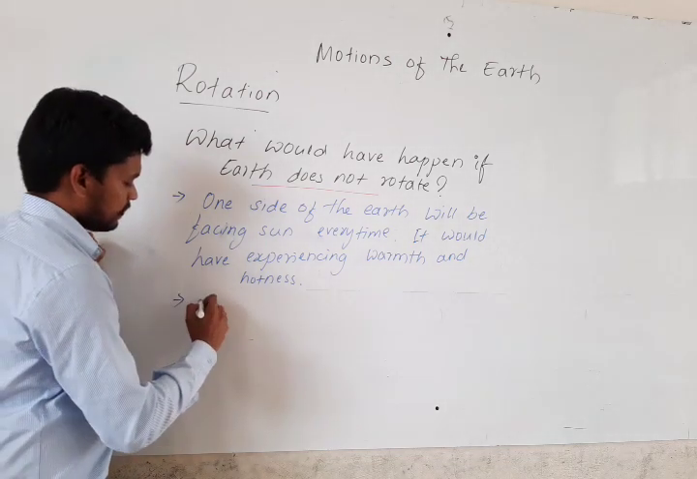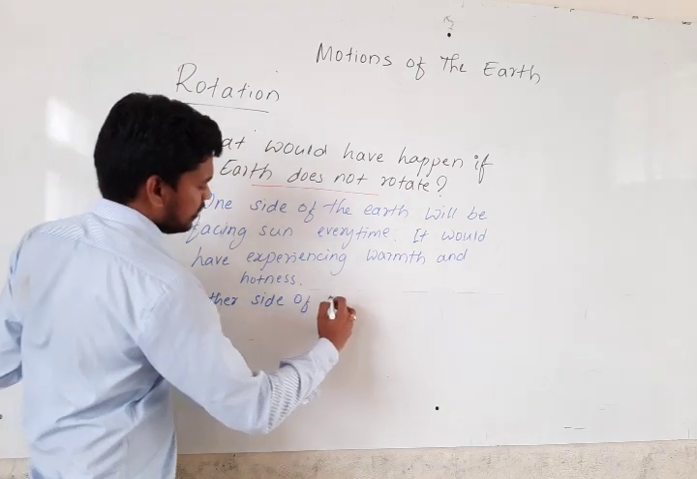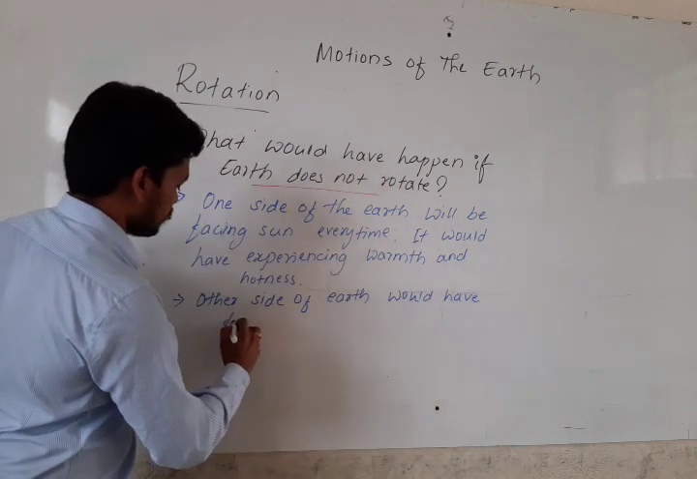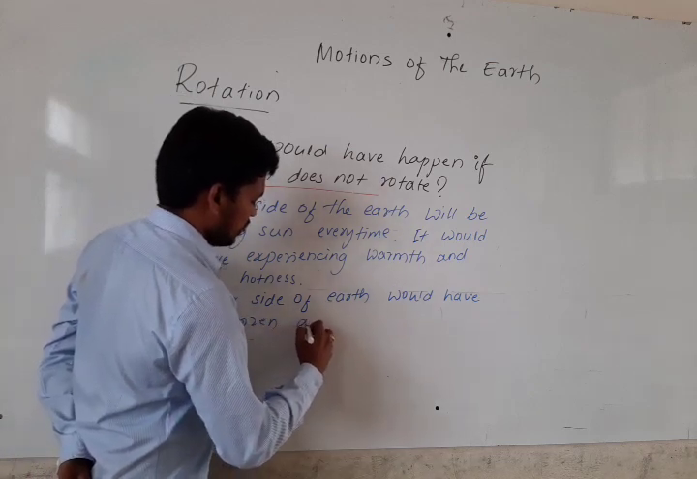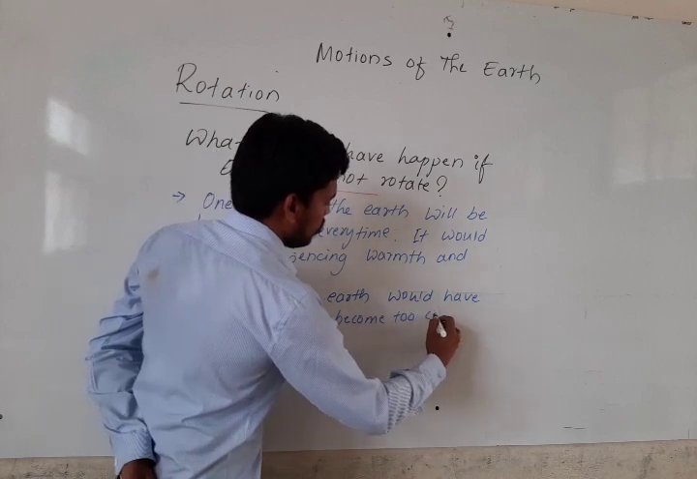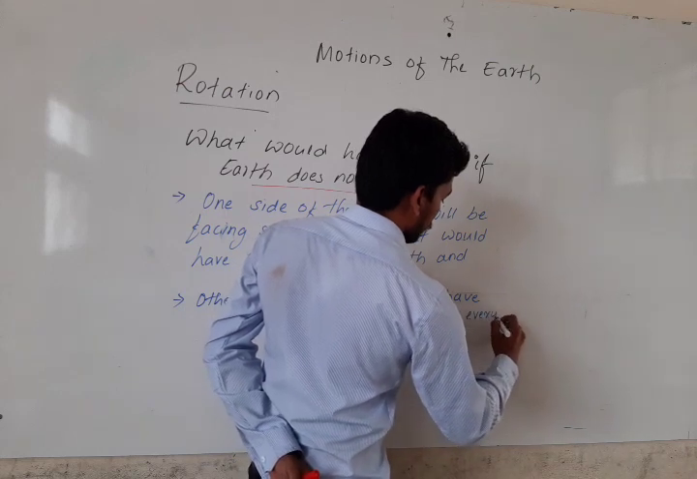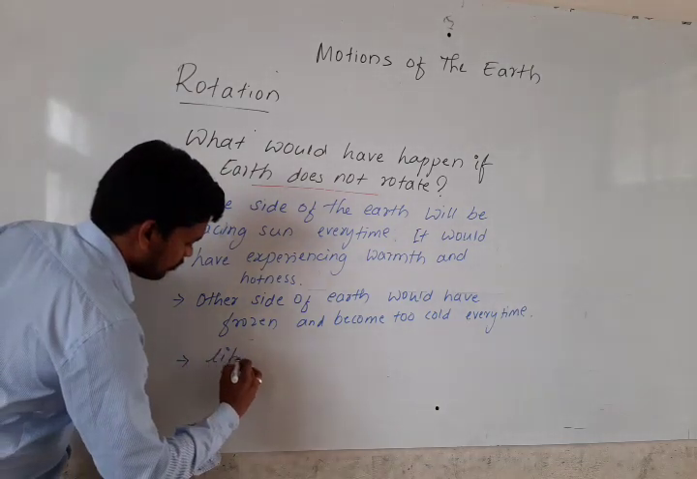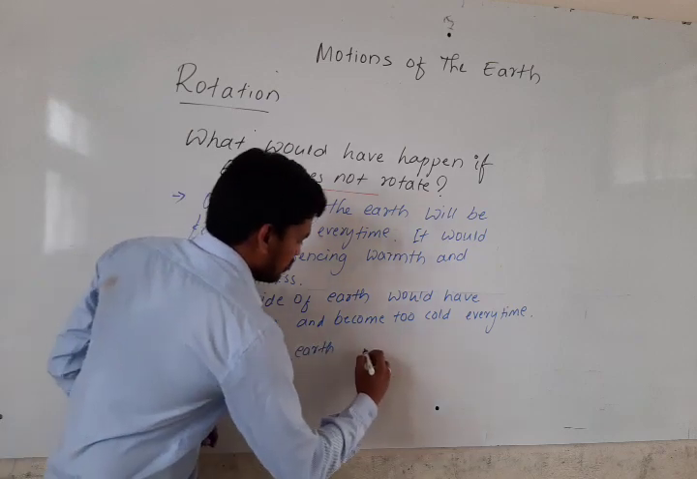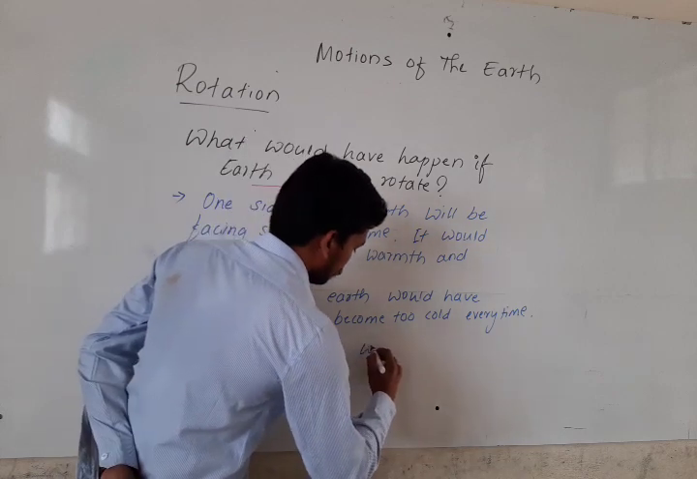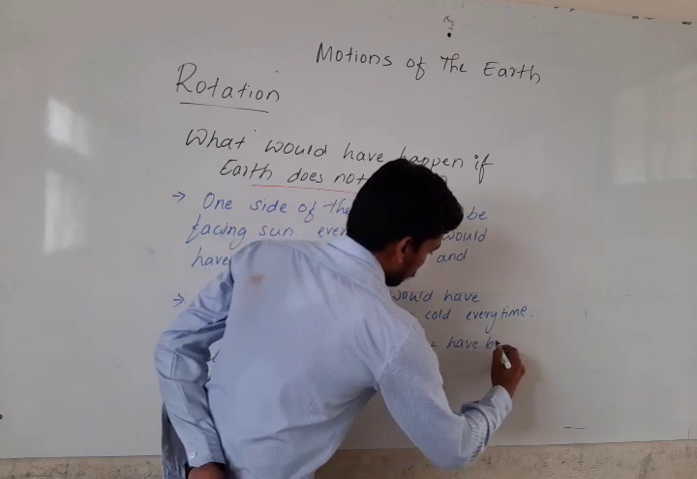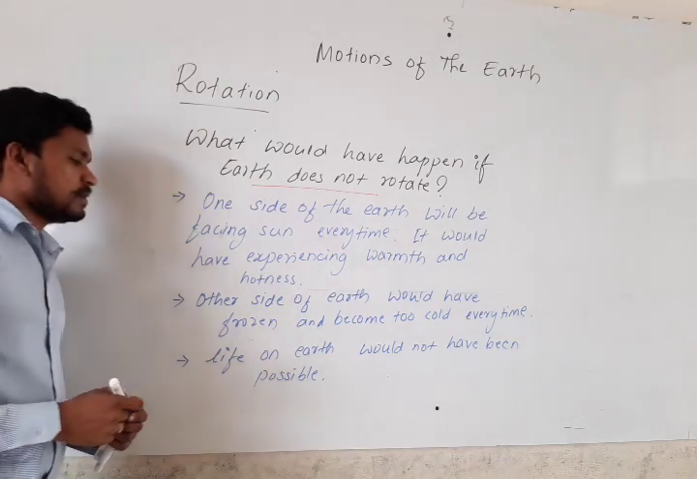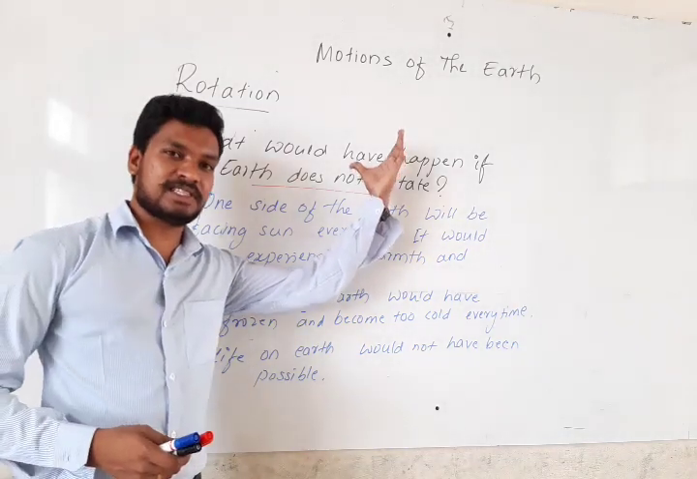Then the other side of Earth, the darker side, would have frozen and become too cold every time. So because of these things, life on Earth would not have been possible if this was happening.